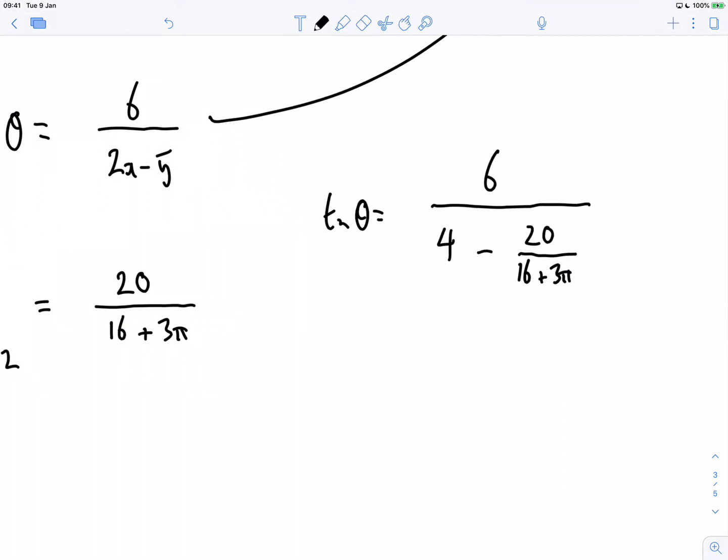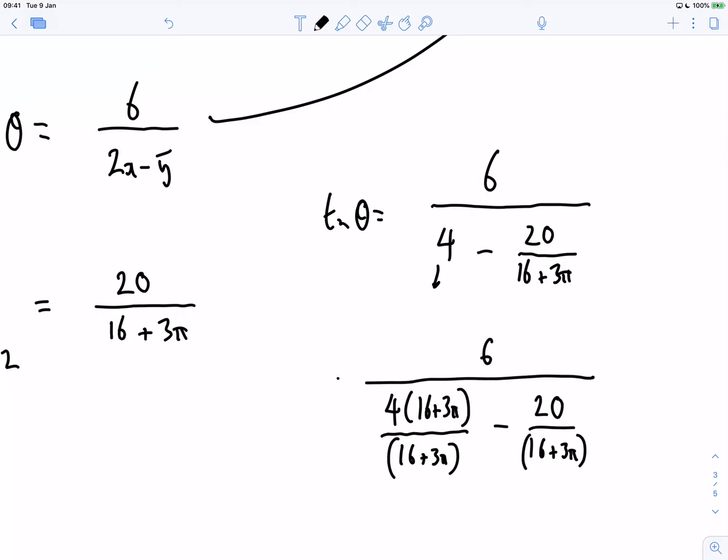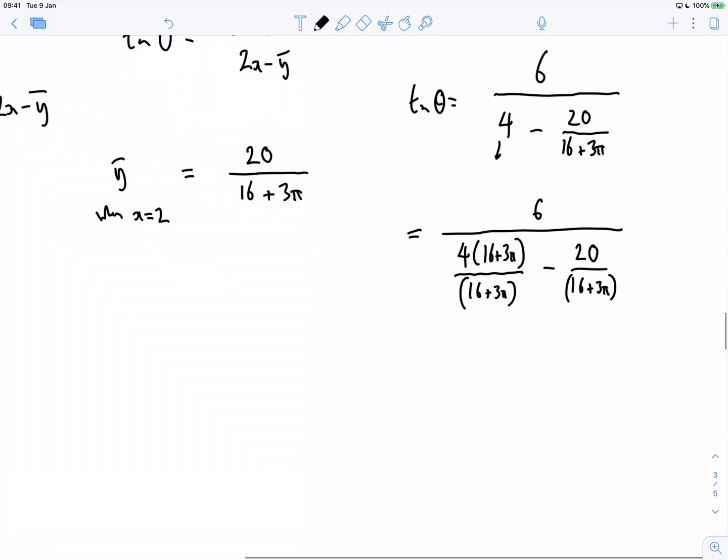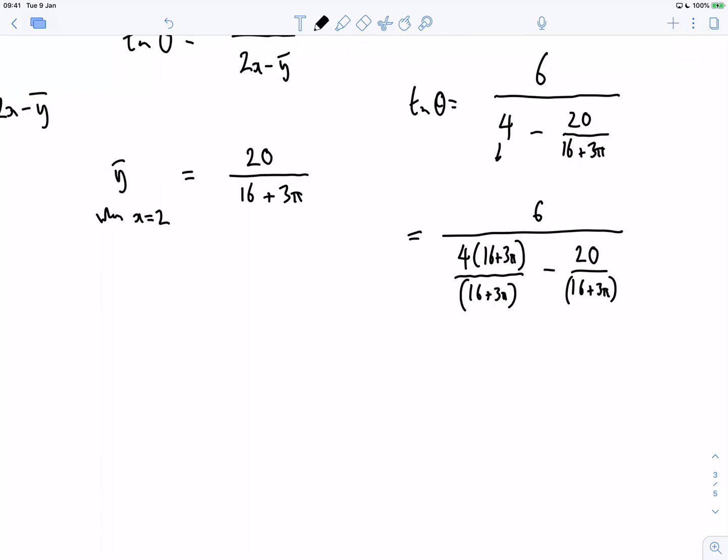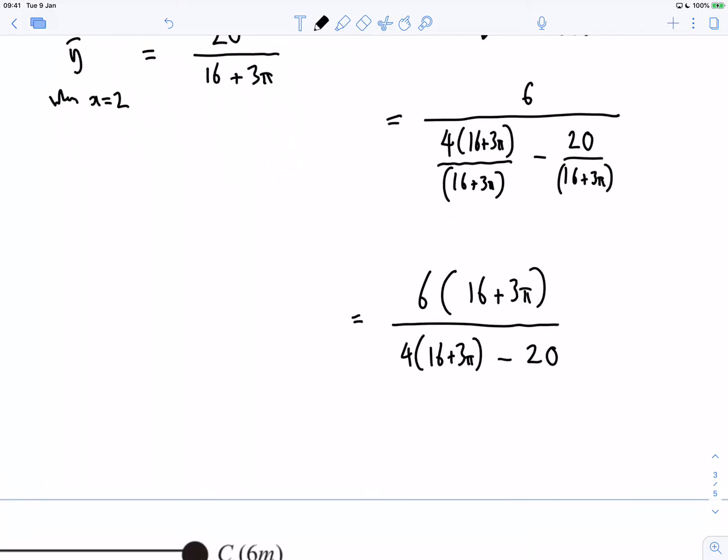Now, all I have to do is make this 4 a 4 times 16 plus 3 pi over 16 plus 3 pi, so it has a common denominator with minus 20 over 16 plus 3 pi, and this is all over 6. And now if I times top and bottom by 16 plus 3 pi, I'm going to have 6 lots of 16 plus 3 pi on the top. I'm going to have 4 lots of 16 plus 3 pi on the bottom, minus 20. There's not a lot I can do here.